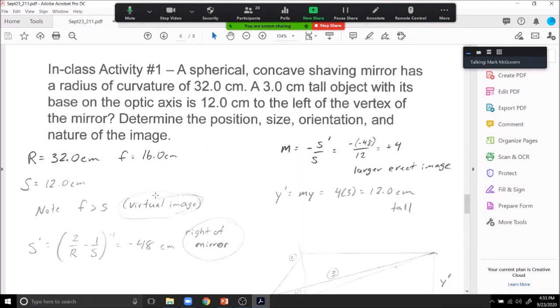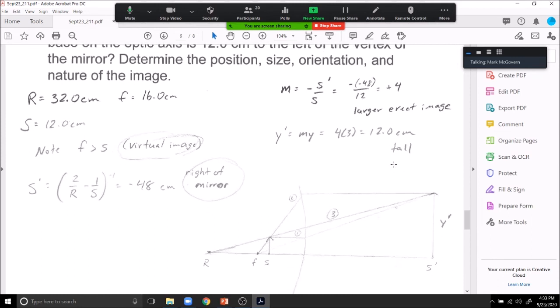So let's go through the math first, I suppose. You solve for your s prime, you get a -48. Minus means virtual image, we're on the other side of the mirror. And quite far away, actually, right? Magnification here, we put in our values for s prime and s. We get a +4, so we have a larger erect image, 4 times larger actually, and so that means we're going to have a 12 centimeter tall image. Great, let's do the ray tracing.